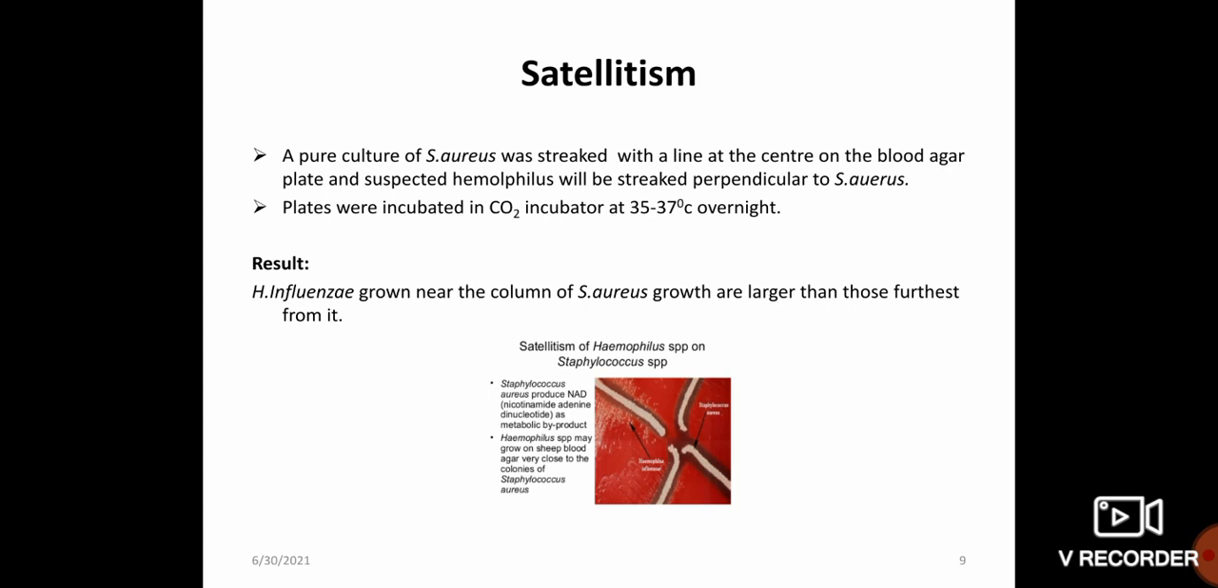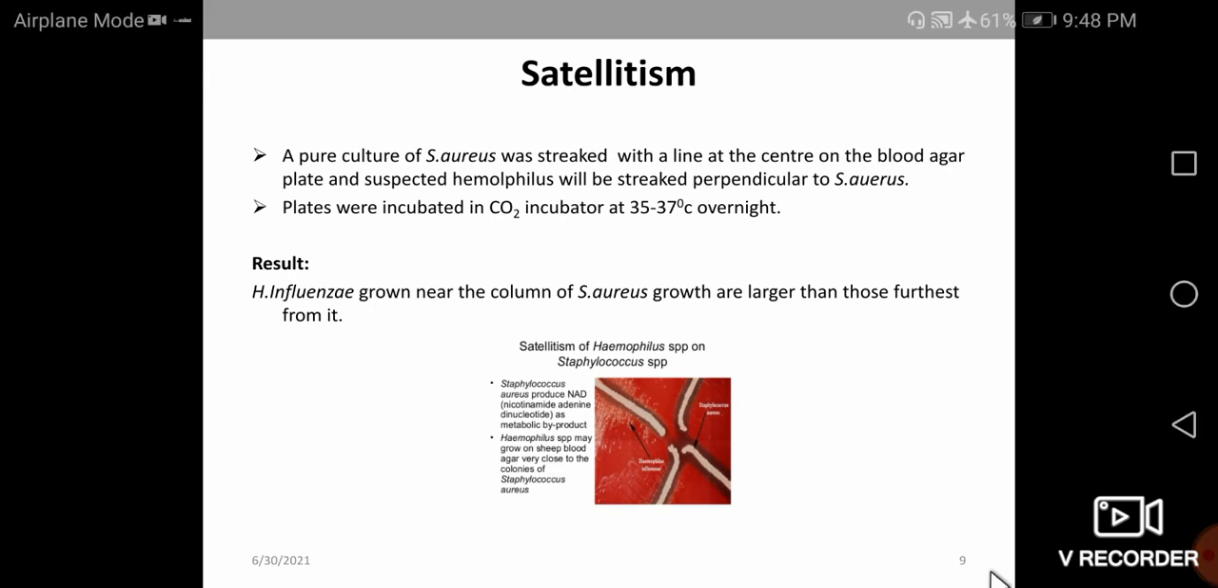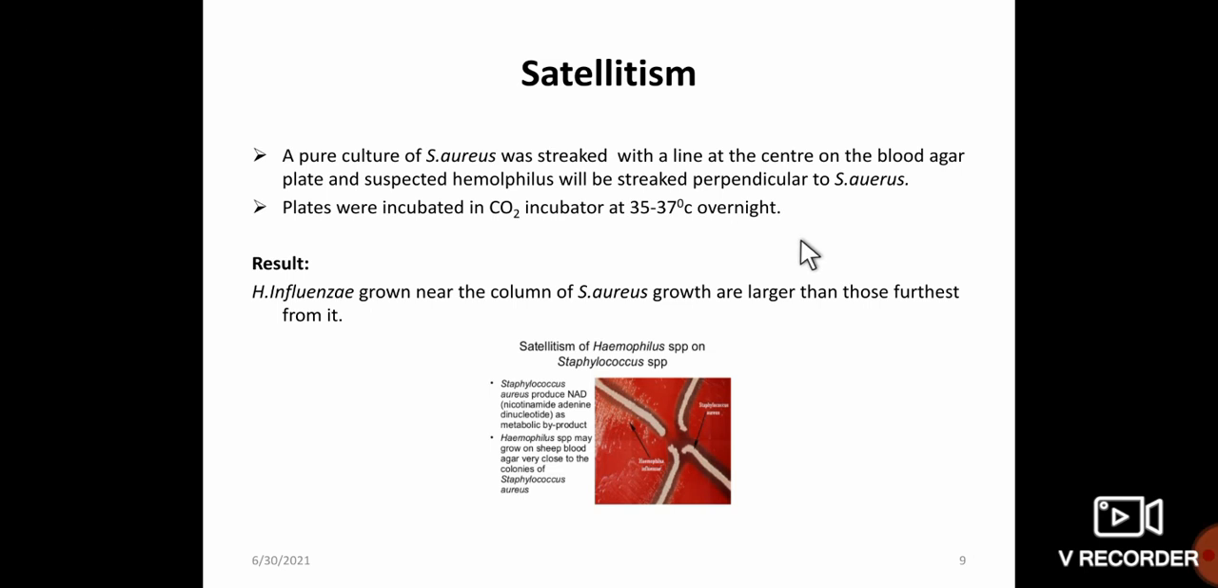Another one is satellitism. For Haemophilus identification we will use this routinely; we cannot go for a very deep procedure for this. Haemophilus influenzae requires NAD, nicotinamide adenine dinucleotide, and then NADP. These are the two major components required for its growth. So that is the reason we inoculate Haemophilus on chocolate agar.